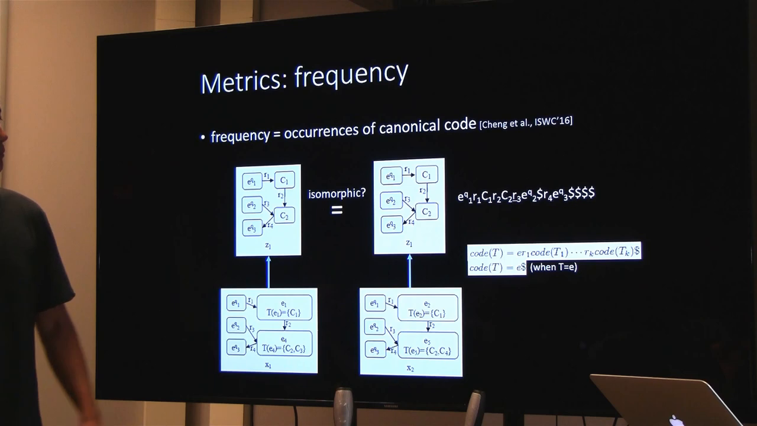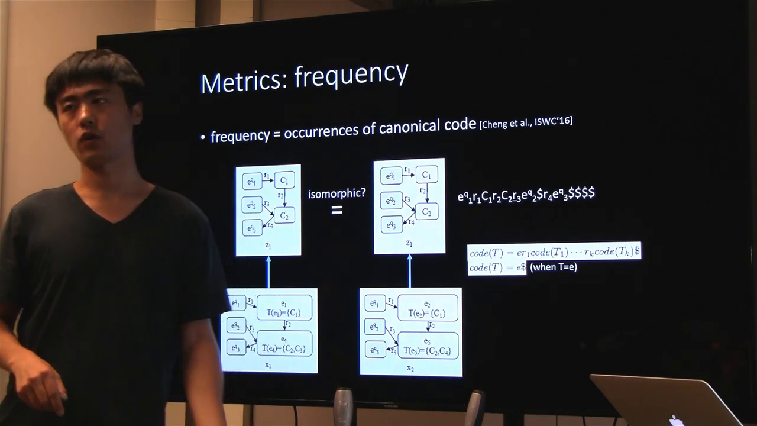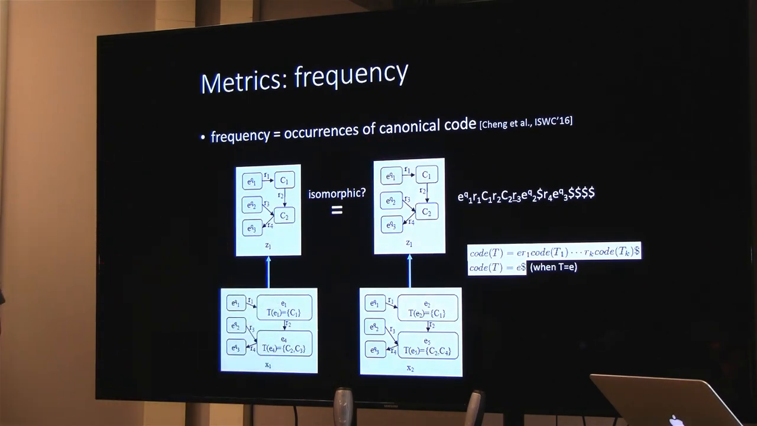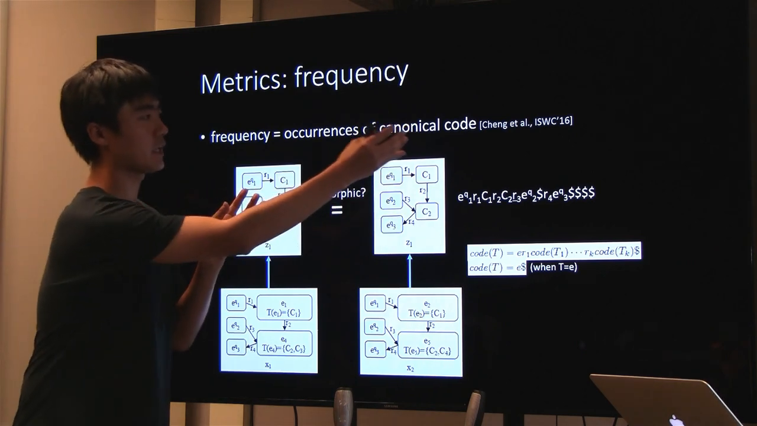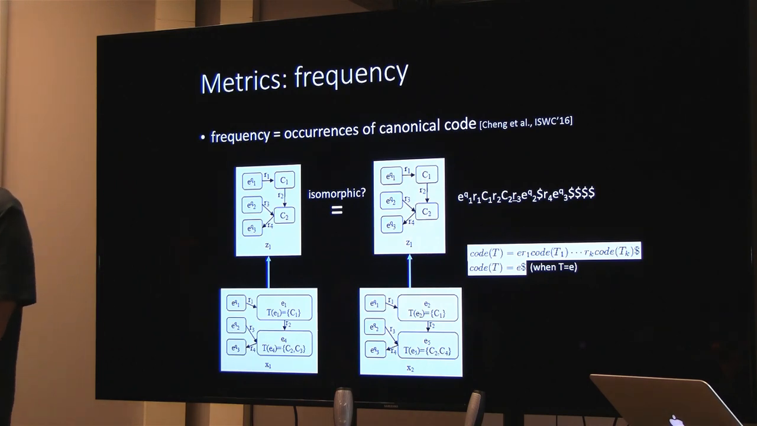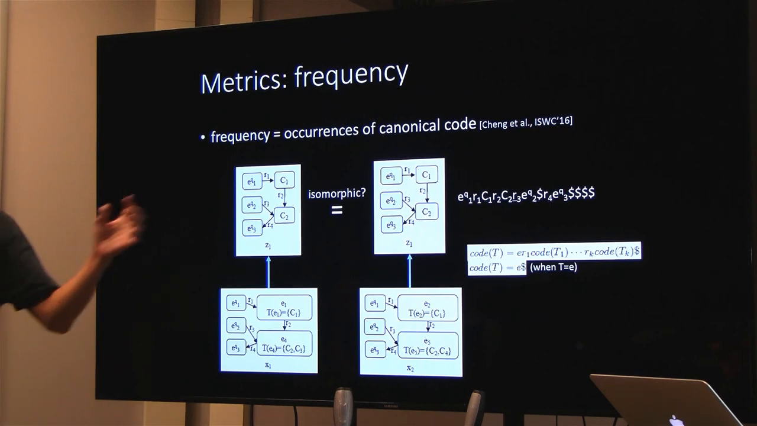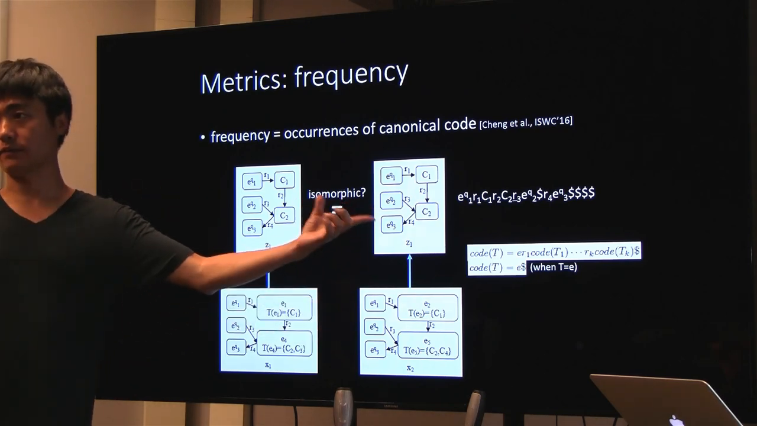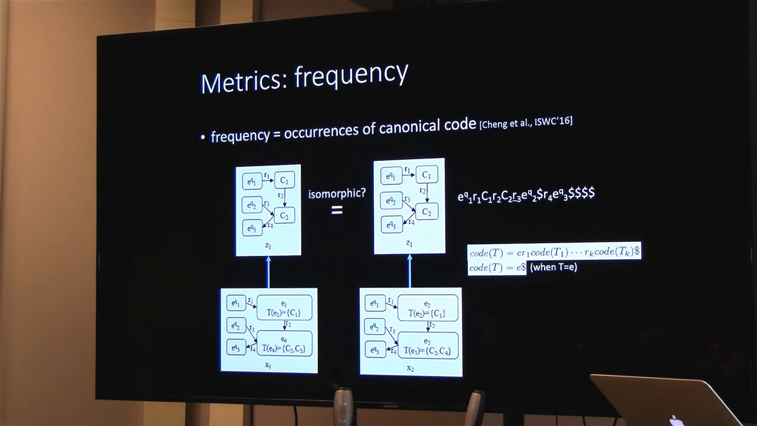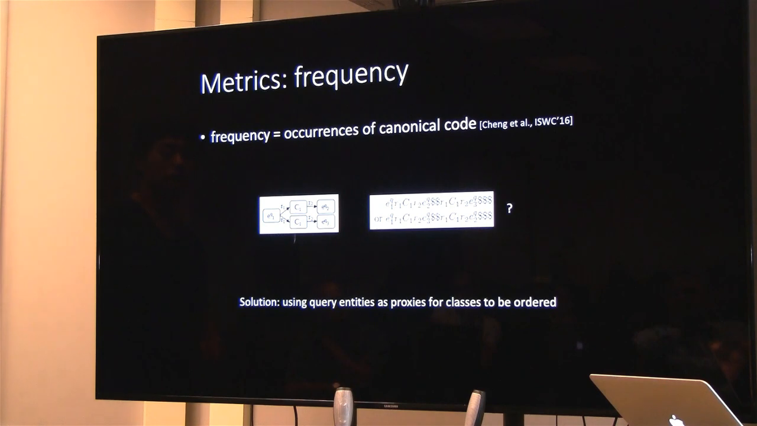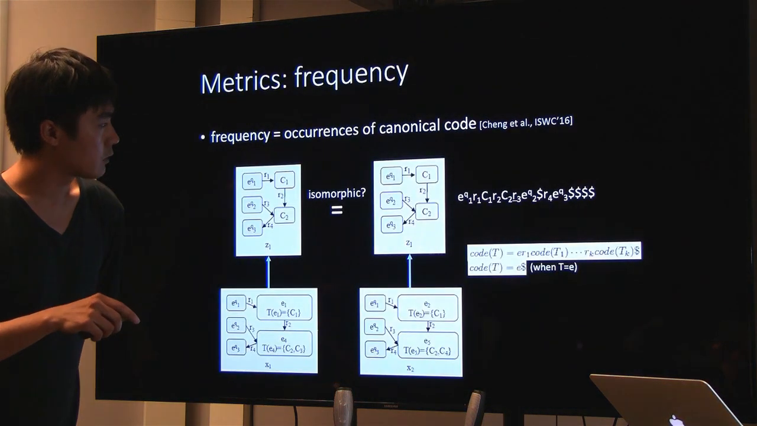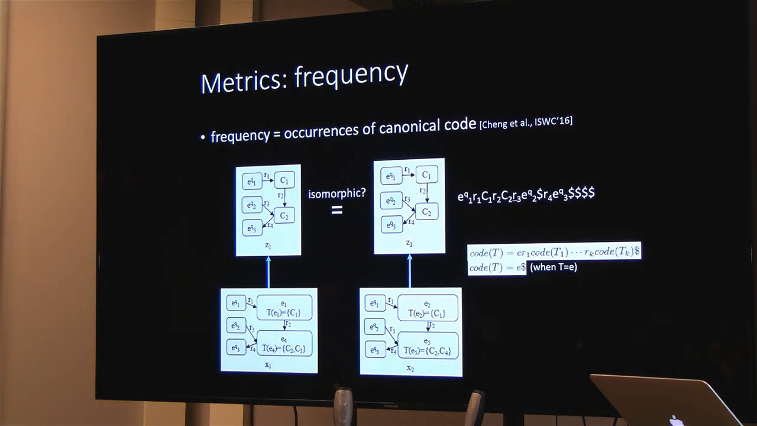We can generate some canonical code for a tree. Based on the canonical codes, if two trees have the same canonical code, we will know that they are isomorphic trees. So we will count the frequency as twice, right? Otherwise, we will do a wrong calculation when we compute the frequency. For the canonical code, I don't want to go into details here because there are some very nice survey papers on this topic.